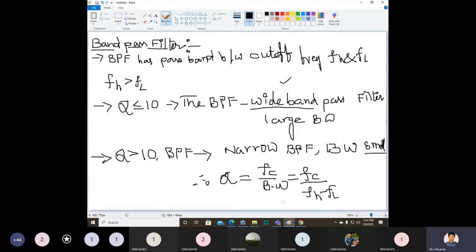Therefore, the quality factor Q, or figure of merit Q, is equal to FC divided by bandwidth, cutoff frequency divided by bandwidth, which equals cutoff frequency divided by FH minus FL. This is a very important formula. Based on that, we will have problems also. So up to now, is it clear?